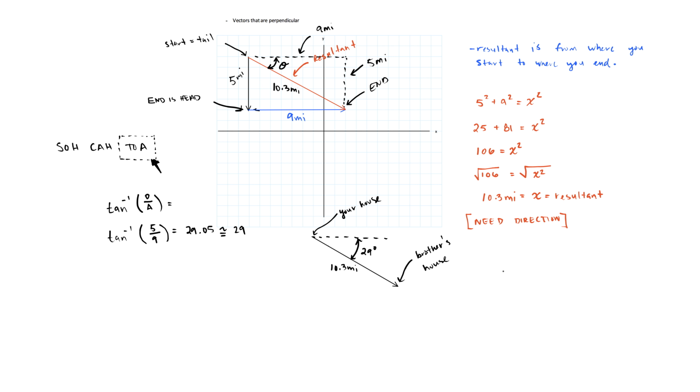So for this video, we used the tail to head method to draw a vector. We added vectors that were parallel and perpendicular to each other, and we got the resultant and direction.